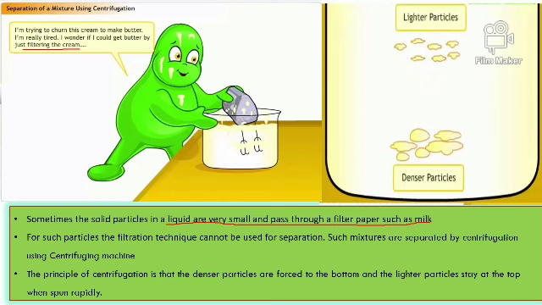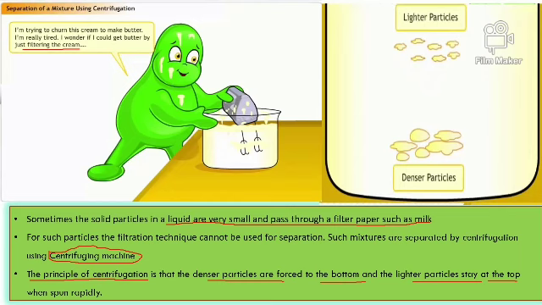We have to go for next technique, which is called as centrifugation. The method name is centrifugation, which can be done by using a centrifugation or centrifuging machine. What is the main principle for this? The principle of centrifugation is that the denser particles are forced to the bottom and the lighter particles stay at the top of the solution when spun rapidly.